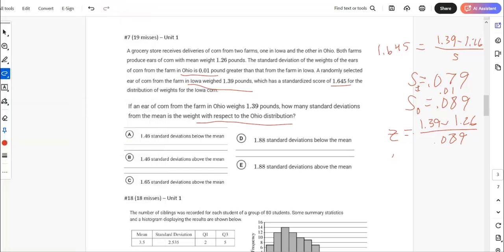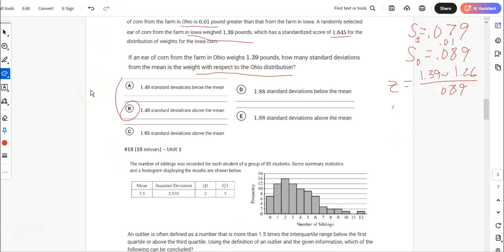1.4607. 1.46, I know it's one of these. That's positive, so it's above the mean. So it's B. Oh, worked out nicely.